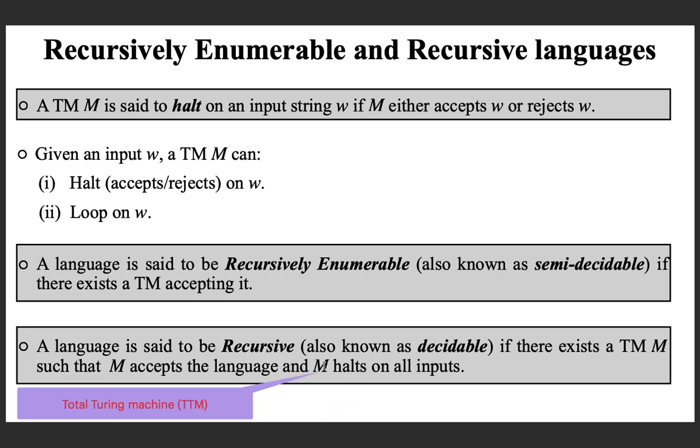Now, this kind of Turing machine which is halting on all input is called a total Turing machine, TTM, total Turing machine. This is a name that many others use. Total Turing machine means the machine which halts on all input.